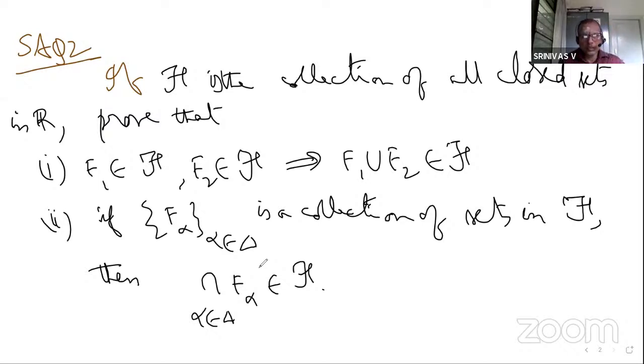How can you prove this? If script F is a collection of all closed sets in R, prove that F1 belongs to F, F2 belongs to F implies F1 union F2 belongs to F. And if F alpha is a collection of sets in F, then the intersection of F alphas belongs to F. Why? Script F is a collection of closed sets, so F1 is a closed set and F2 is a closed set. How about the union? The union of a finite number of closed sets is closed. How can we prove this?